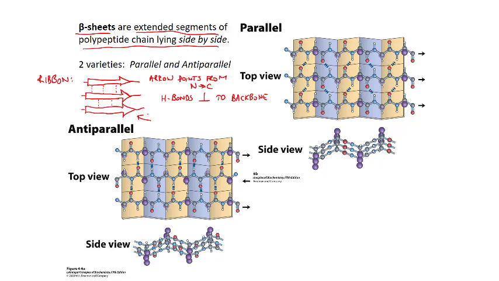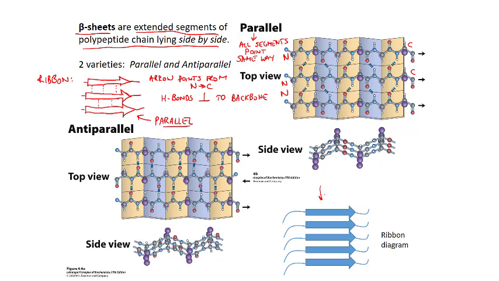So I said that these come in 2 different flavors. The one that I just drew here is what's called a parallel beta sheet. And in parallel beta sheets, all segments point the same way. So what do I mean by all segments point the same way? I mean that the N terminus and the C terminus on each strand lines up. This is a ribbon diagram down here for a parallel beta sheet.